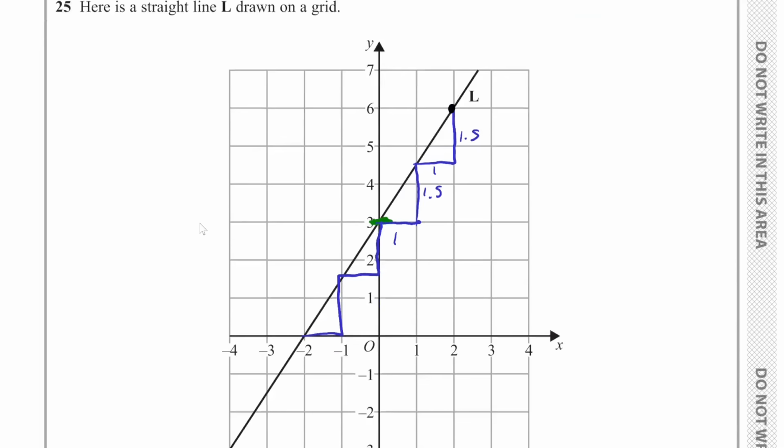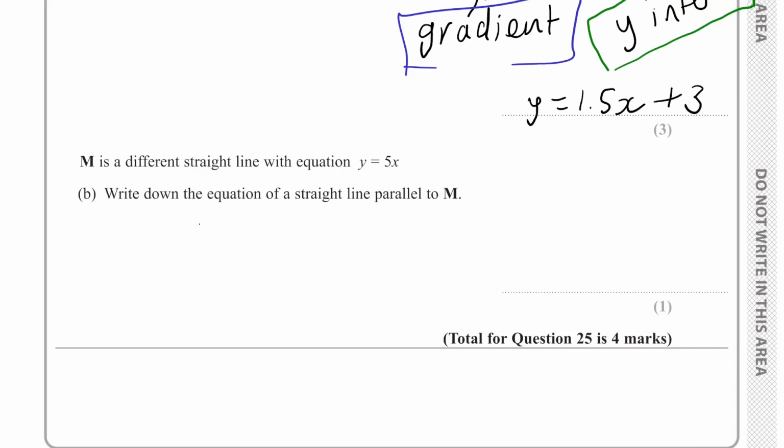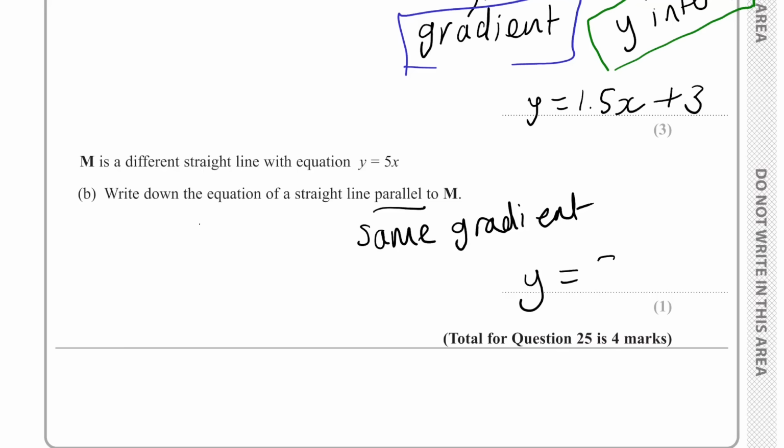M is a different straight line with the equation y equals 5x. Write down the equation of a straight line parallel to M. So if it's parallel, it needs to have the same gradient. It doesn't matter what the y-intercept is. So y equals 5x plus or minus anything.